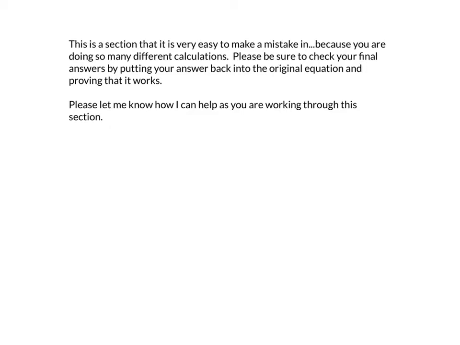This is a section that is very easy to make a mistake in because you are doing so many different calculations. Please be sure to check your final answers by putting your answer back into the original equation and proving that it works.